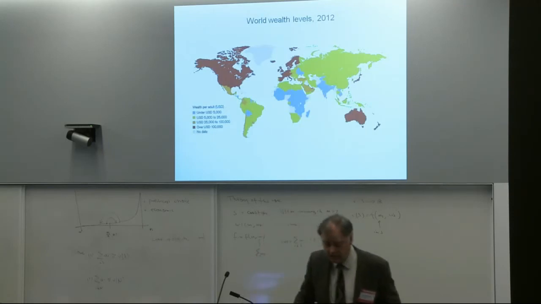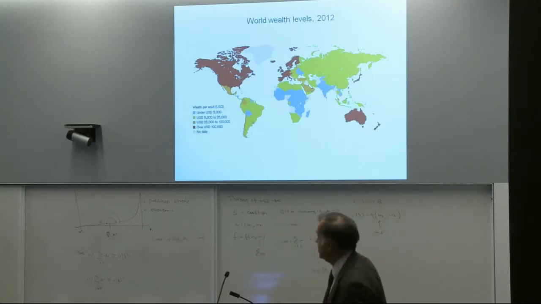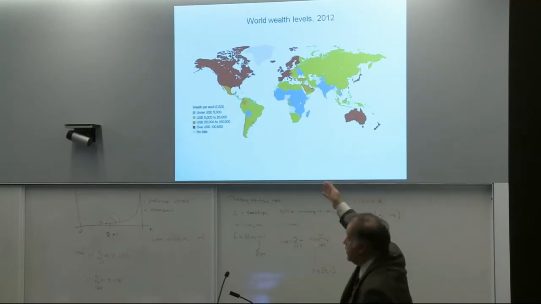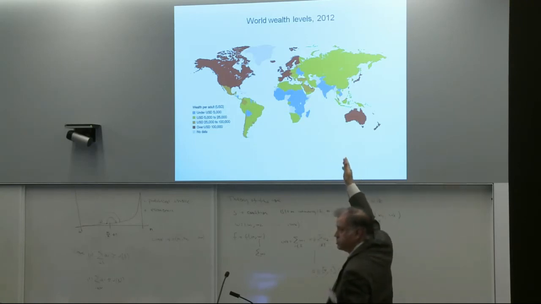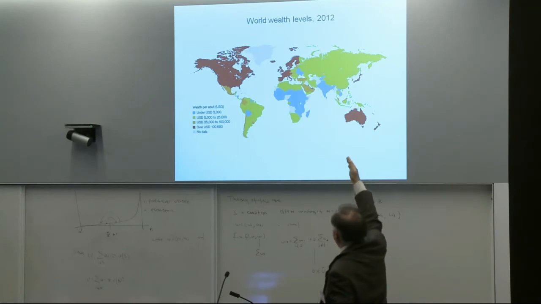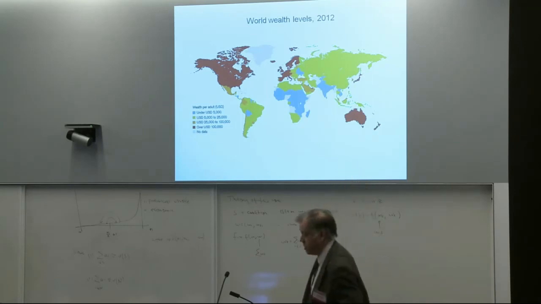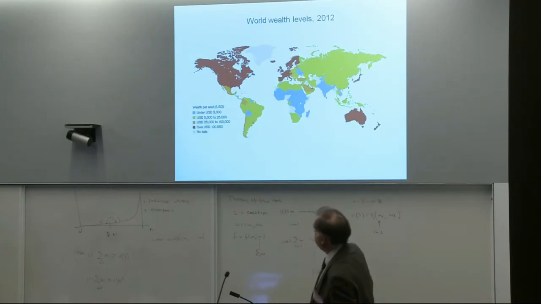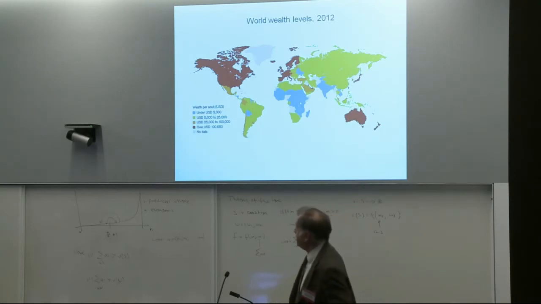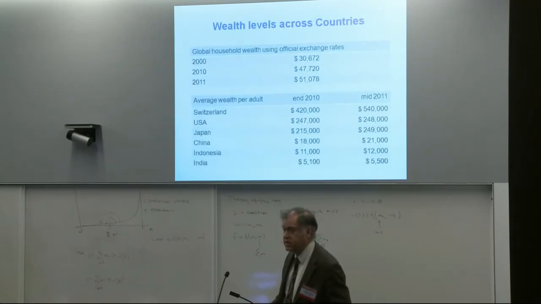Here's kind of a nice map. This is more or less what you'd expect. Here are the centers of world wealth. North America, Europe, rich Asia Pacific, which basically means Japan, Australia, New Zealand, and then countries like Taiwan and so on that have got into that top category of having wealth per adult of over $100,000 US.